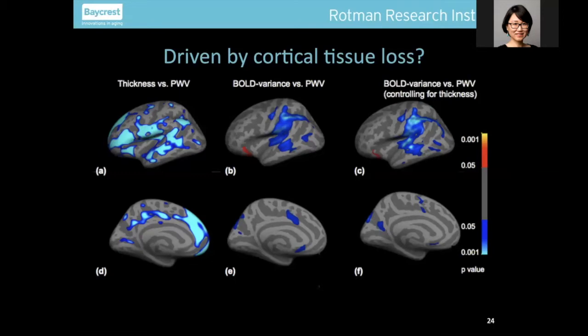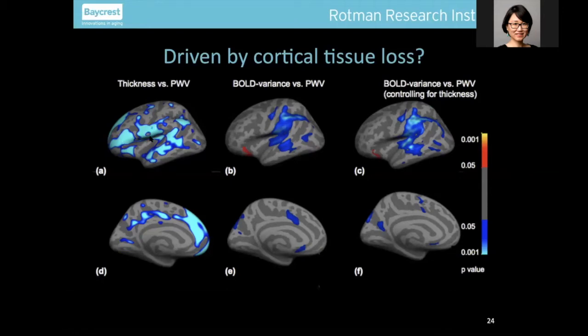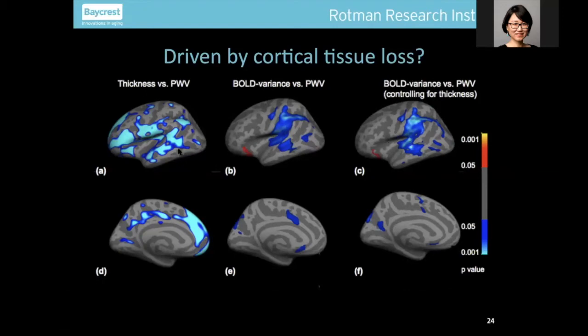We are here looking at the effects of tissue loss. Because this is an aging population, we expect there to be cortical thinning, which is on the left: cortical thickness versus pulse wave velocity. The blue regions represent regions of thinning with higher stiffness. And as it happens, if we control for this, we do not see a change in the resting state fMRI versus arterial stiffness relationship.